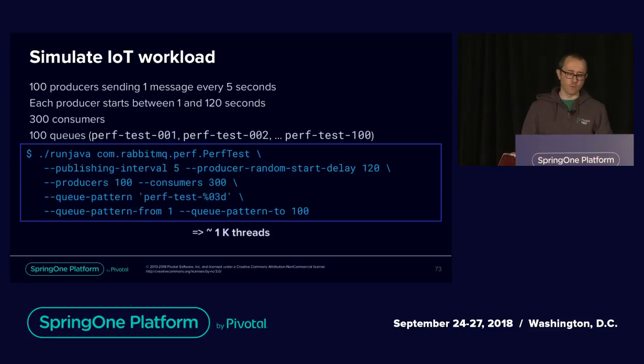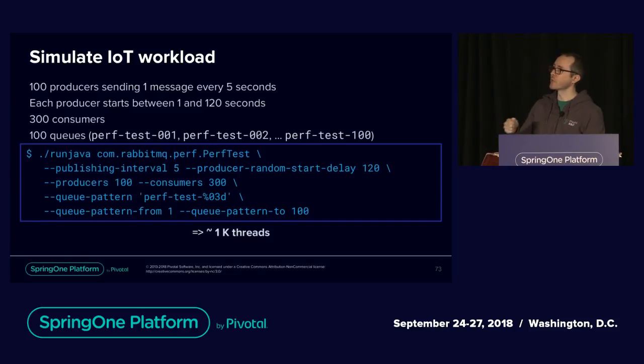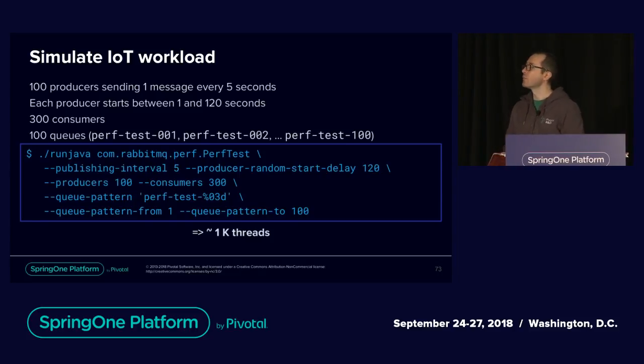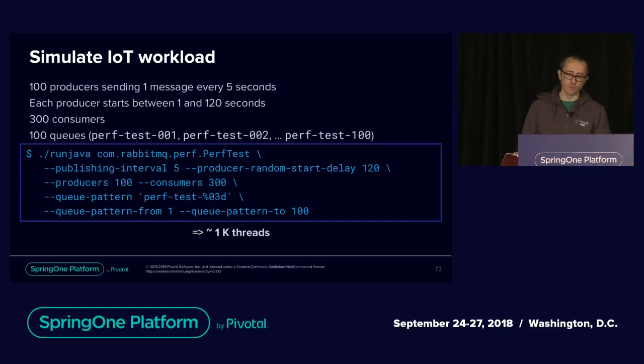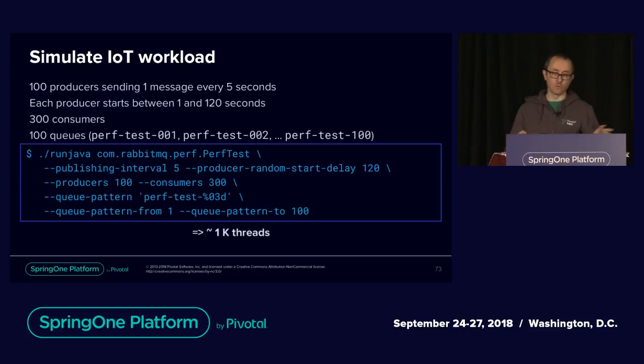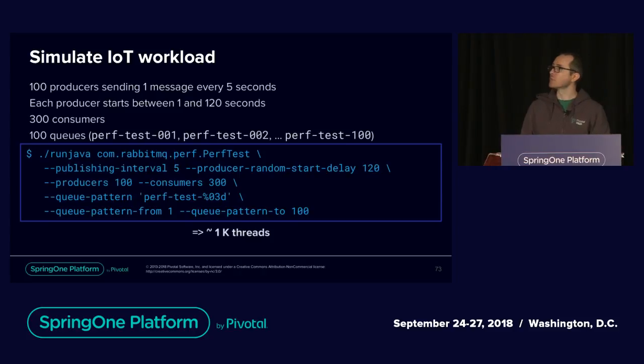And in this case, we have 300 consumers, and all of this is balanced on 100 queues. So it's quite close to what we have seen previously, except for the beginning here. So there's no longer a rate. There's the publishing interval option. So we want to publish every 5 seconds. And there's the ramp-up delay. So each producer will start between 1 second and 2 minutes in this case. Okay, not bad, quite easy, but it's not that big.